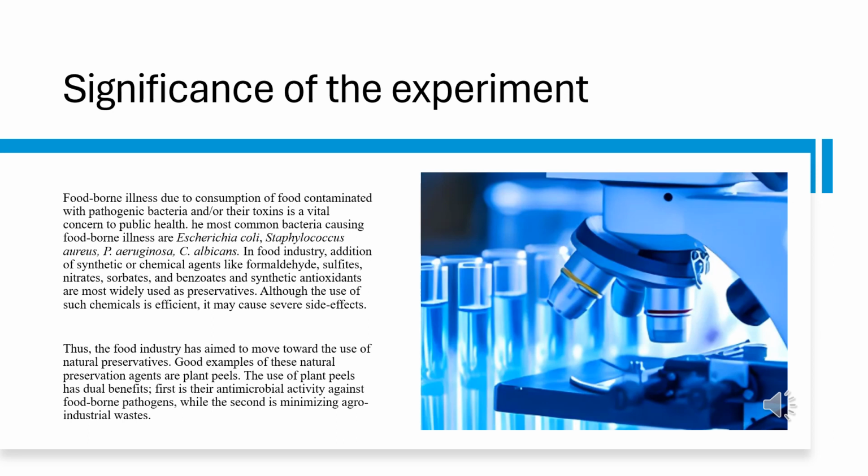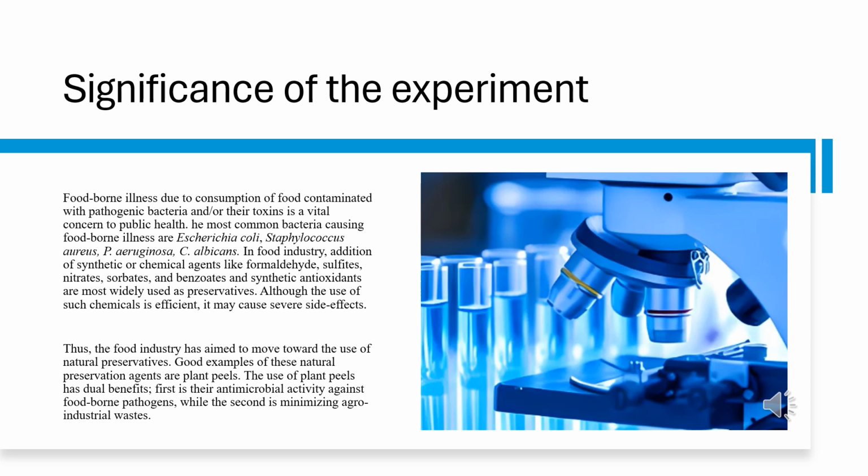This food nowadays consists of some artificial chemicals which are used to preserve the food. These chemicals include benzoates, sulfates, and nitrates, which are very harmful to humans if they are used in the long term. Nowadays, foodborne illnesses are caused by some pathogenic bacteria which include Escherichia coli, P. aeruginosa, C. albicans, S. aureus, etc. These are common bacteria that are found in nature.